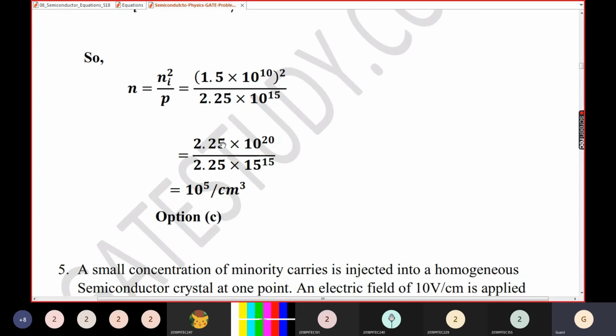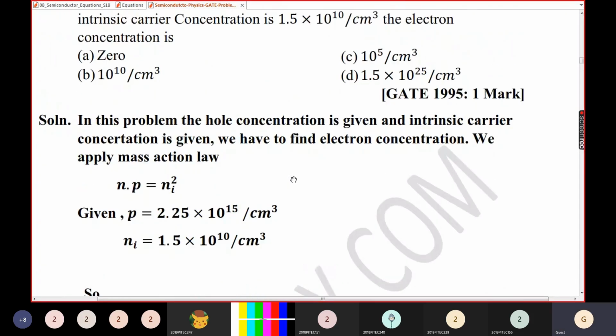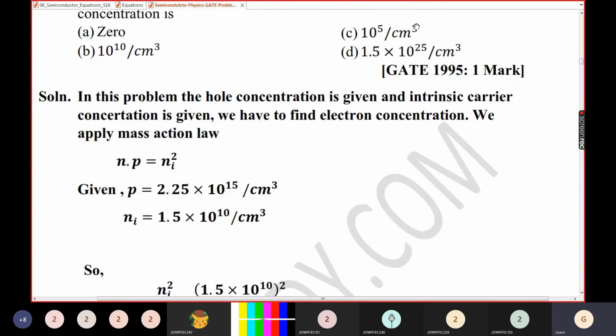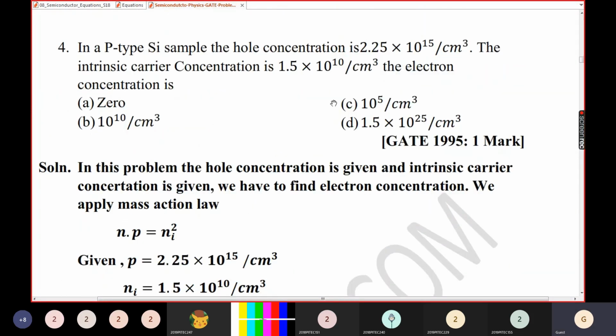So 2.25 will be 1, so 10 power 20 divided by 10 power 15 will give you 10 power 5 per centimeter cube. So this is a direct question. Very easy formula, Ni square divided by P.